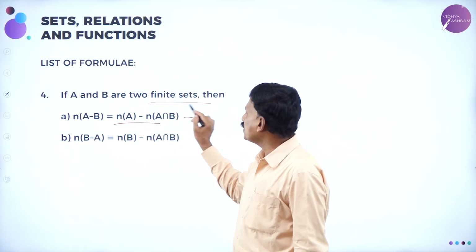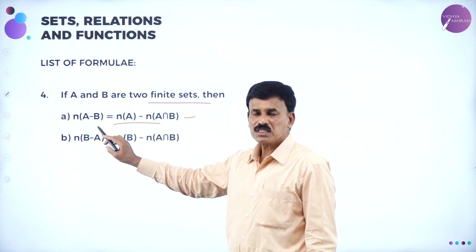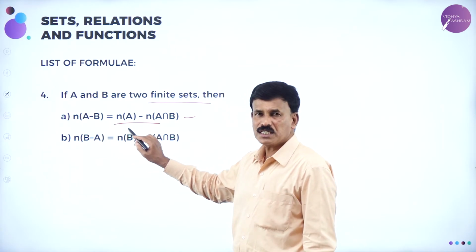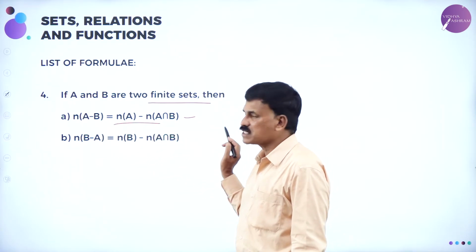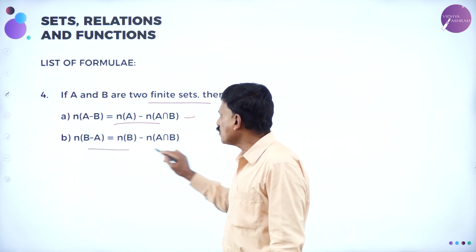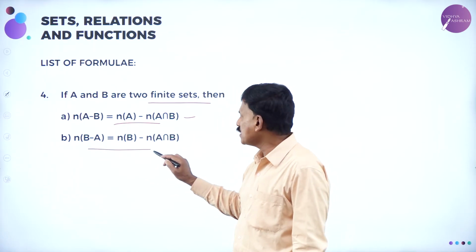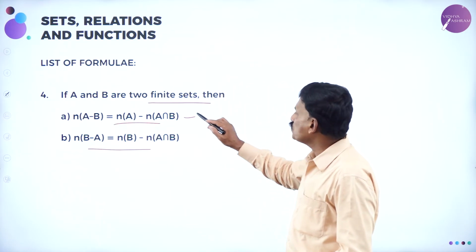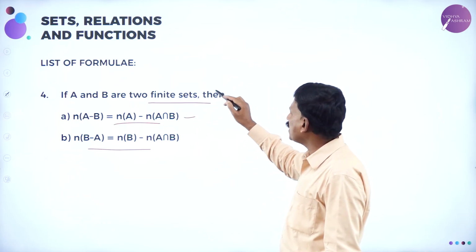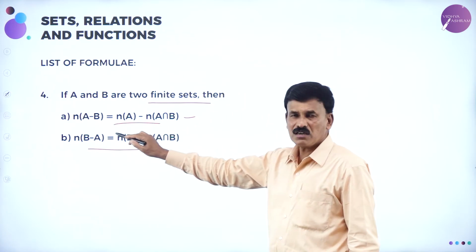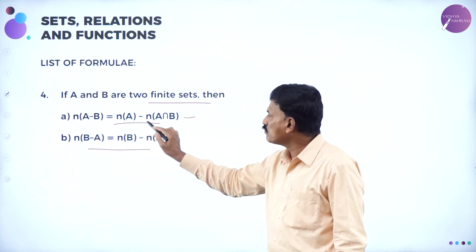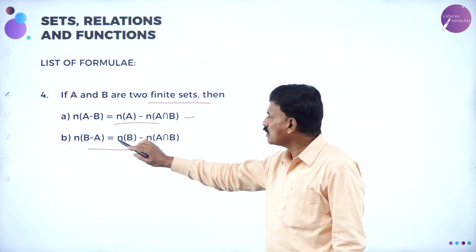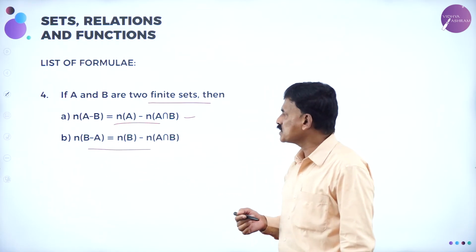So, if A and B are any two finite sets, then the number of elements in A minus B, n of A minus B, is equal to n of A minus n of A intersection B. Similarly, n of B minus A is equal to n of B minus n of A intersection B. So for any two finite sets A and B, n of A minus B is equal to n of A minus n of A intersection B, and n of B minus A is equal to n of B minus n of A intersection B.